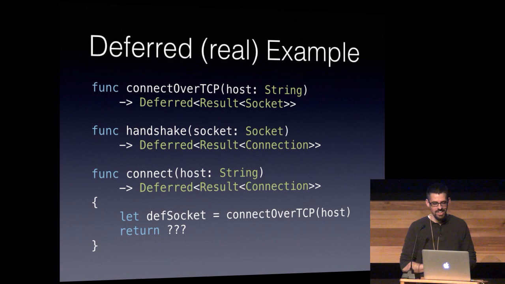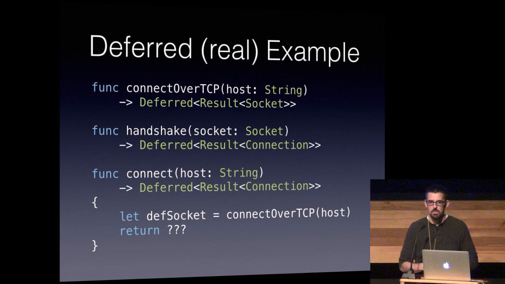But we have a problem now. So we have connect over TCP, which takes a host, returns a deferred result socket. That's fine. That makes sense, right? Eventually, we're going to get either a successful socket or a failure of some kind. Handshake takes a socket, returns a deferred result connection. That makes sense because the server might be speaking the wrong protocol. That might fail. Then we go to write the connect function.